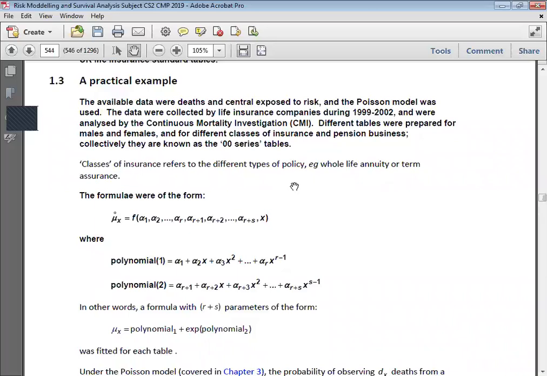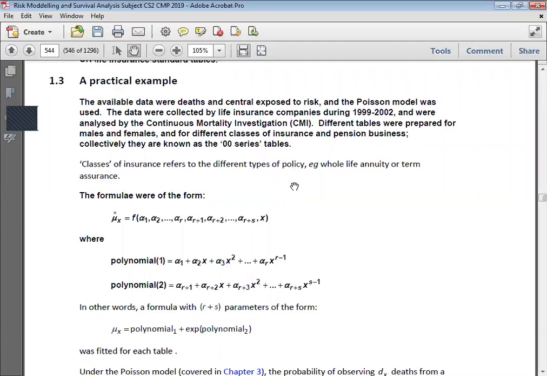Okay, so now we'll have a look at a practical example, which is not very practical, but just shows how we fit a particular function. If you remember, we have two parameters, r and s, which dictate the total number of coefficients we have. When I'm talking about polynomial 1, that polynomial is of degree r. And polynomial 2 is a polynomial of degree s.